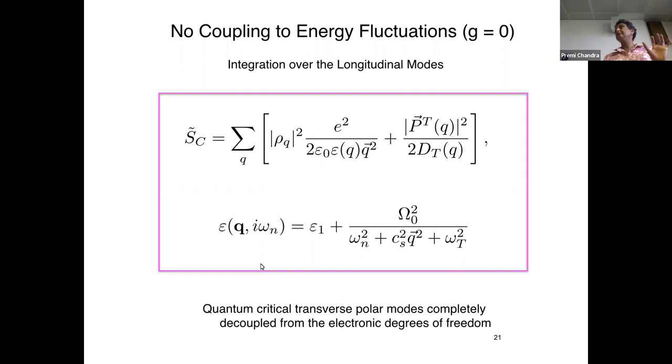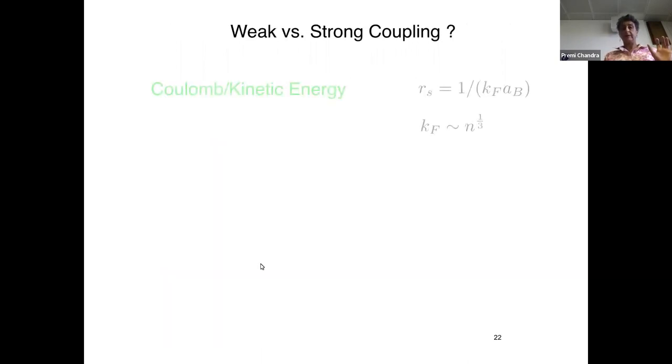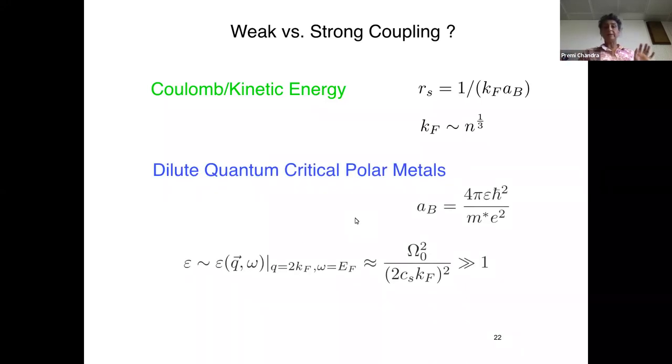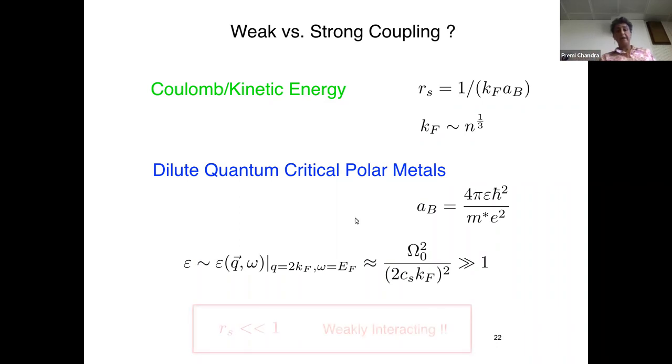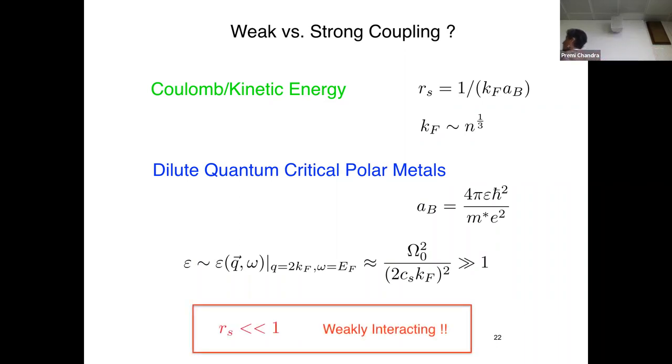Well, this is a dilute system, so you might be worried, is this strong coupling? Well, remember that, yes, it's a dilute system. The ratio of the Coulomb and the kinetic energy goes as 1 over k_F a_B, where k_F goes as n to the 1/3. But once again, we have a very large dielectric constant. We're very close to the quantum critical point. So what that tells us is that we have a very small r_s. We can consider this a weak coupling. I like that, because that means I can do calculations.